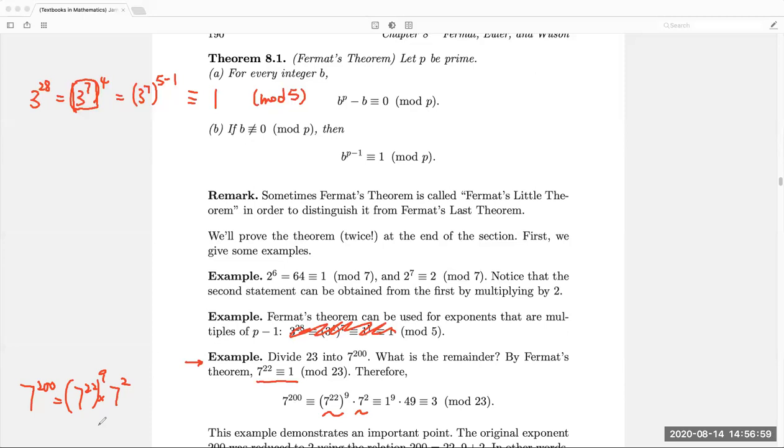Sir, could you explain this one? 271, I don't understand. This one? Yeah. 22 times 9 plus 2 is 200. How did it get from that to 1 to the power of 9? Yeah, I'm thinking about it also.